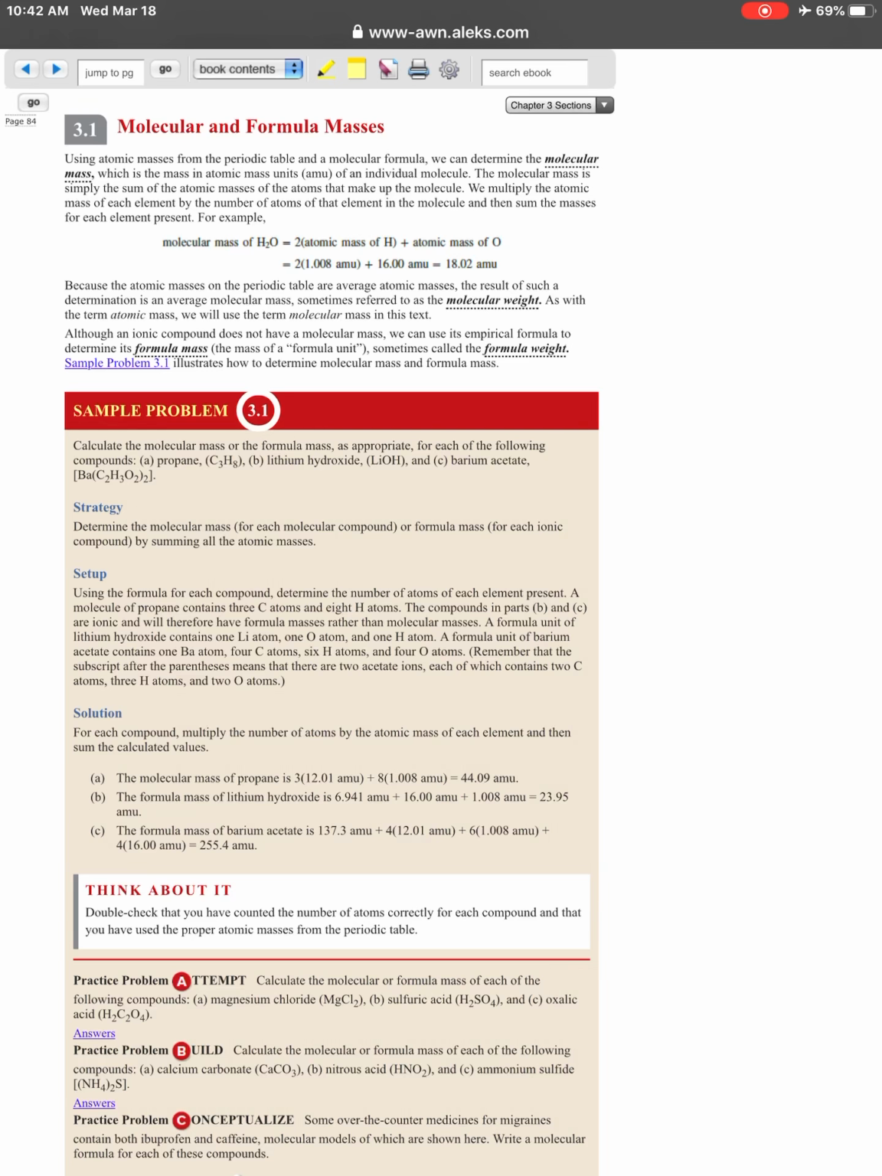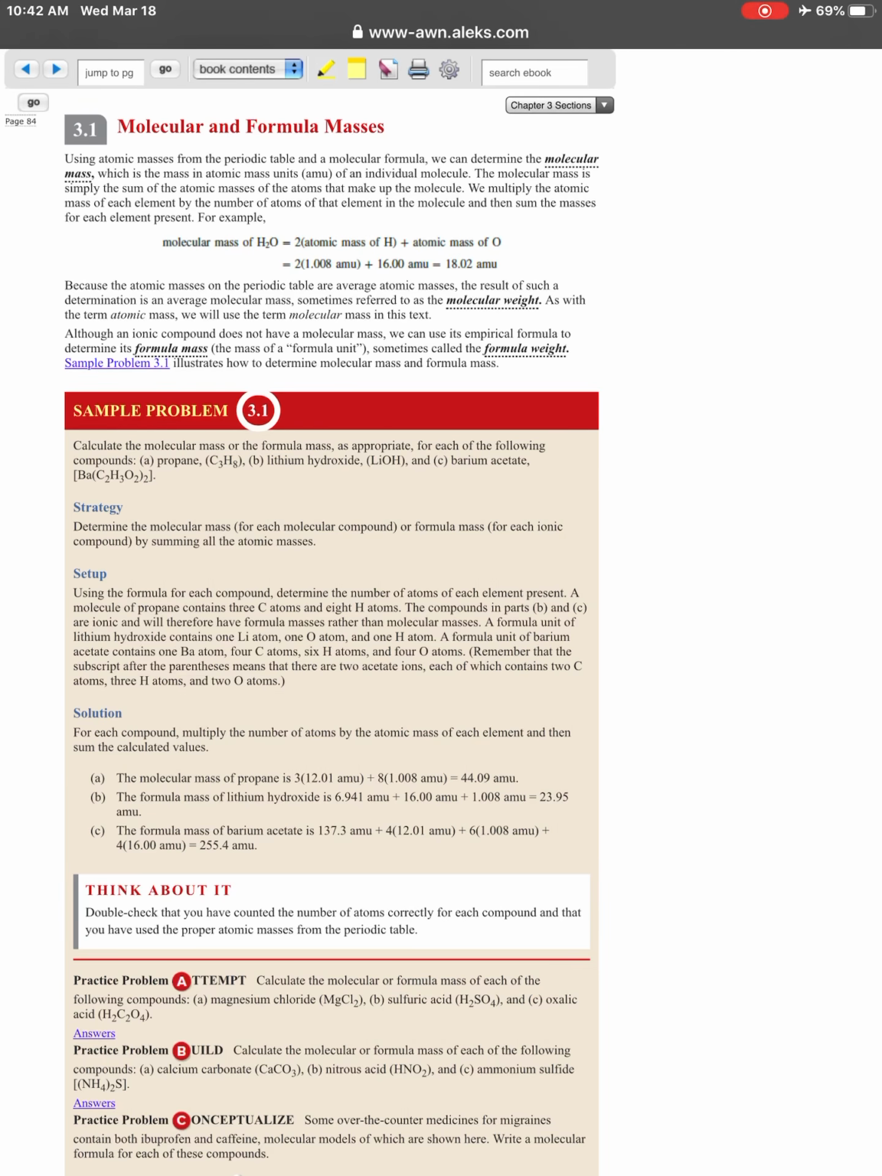For example, if we want to find the molecular mass of H2O, what we would do is take 2, which is the number of atoms in the water molecule, H2O, multiply that by the atomic mass of hydrogen. We would look that up in the periodic table, so make sure you have a periodic table next to you, plus the atomic mass of oxygen. Now, why the atomic mass of oxygen and not 2 times? Because if you look at the chemical formula, H2O, there's only 1 oxygen atom in that formula, not 2.